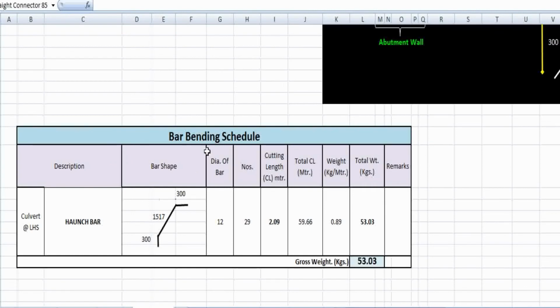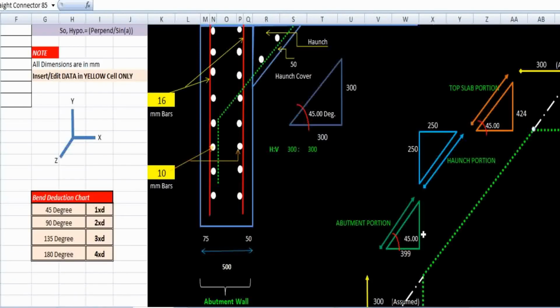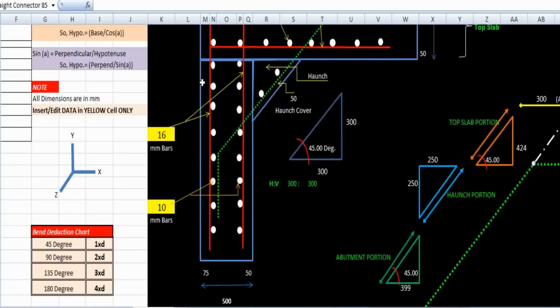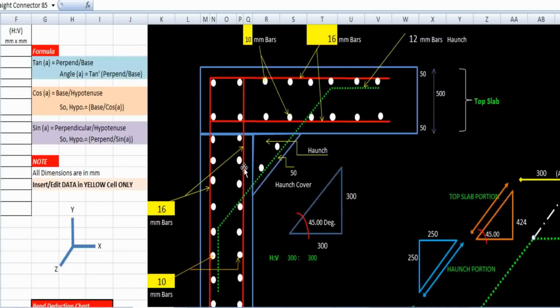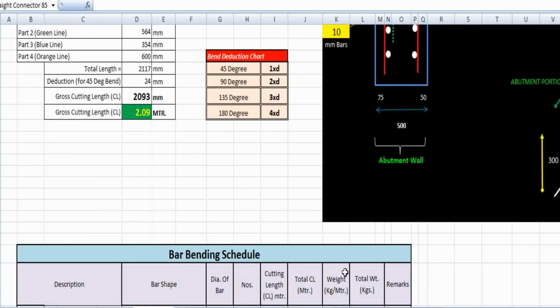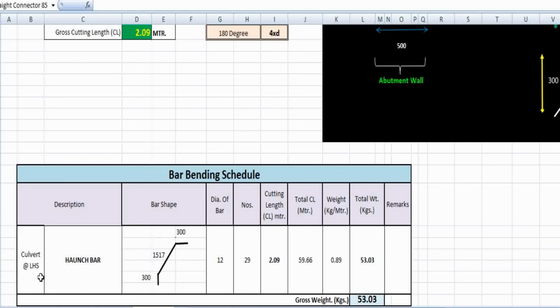Okay. So here is the bar bending schedule. Here the description is Culvert LHS. Culvert at LHS means left hand side. So here is the culvert and we are considering the left hand side. So I have mentioned here Culvert at left hand side.